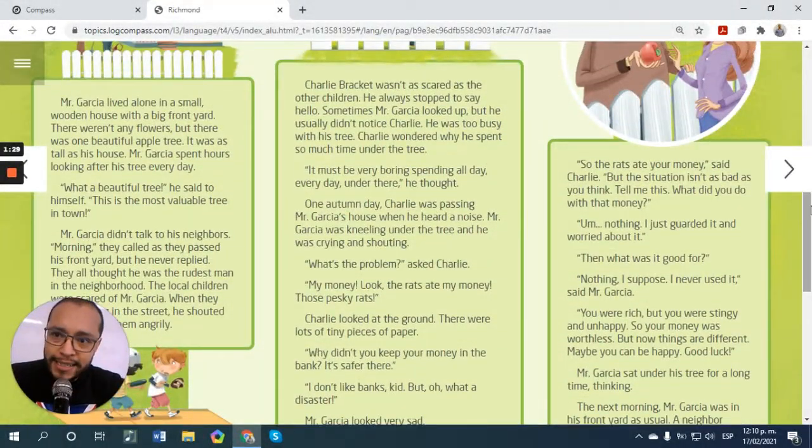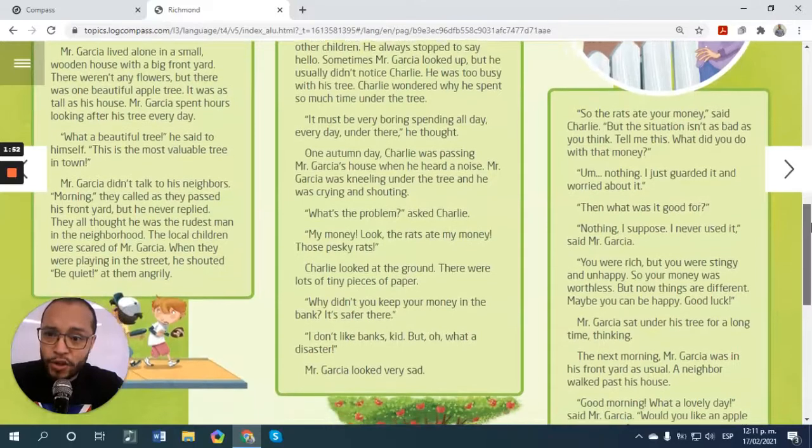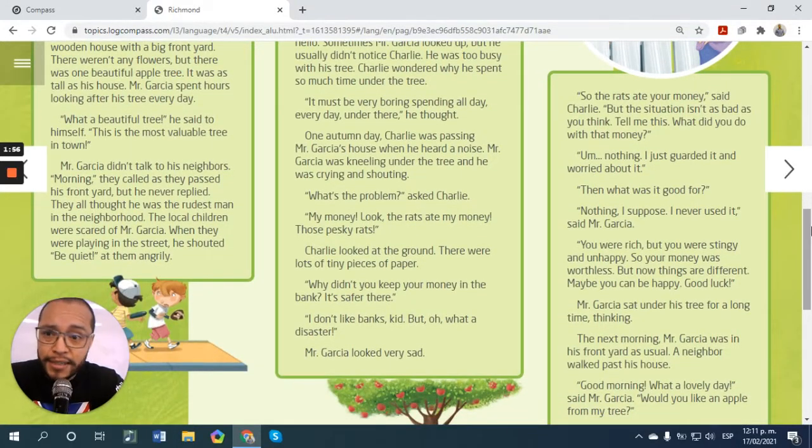Mr. Garcia lived alone in a small wooden house with a big front yard. There weren't any flowers, but there was one beautiful apple tree. It was as tall as his house. Mr. Garcia spent hours looking after his tree every day. "What a beautiful tree," he said to himself. "This is the most valuable tree in town." Mr. Garcia didn't talk to his neighbors. "Morning," they called as they passed his front yard, but he never replied. They all thought he was the rudest man in the neighborhood.